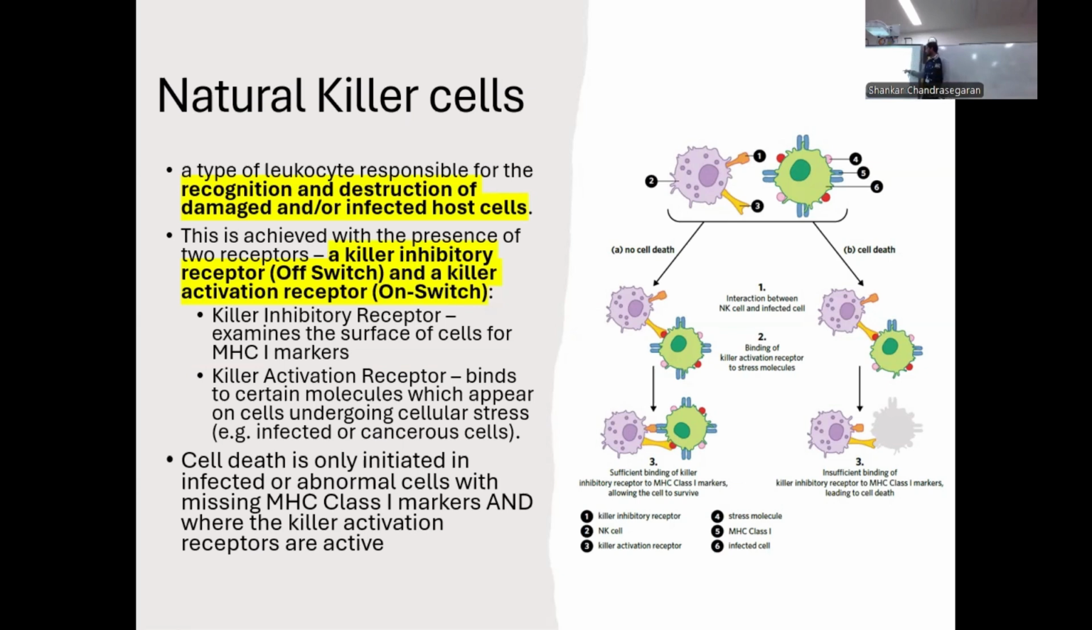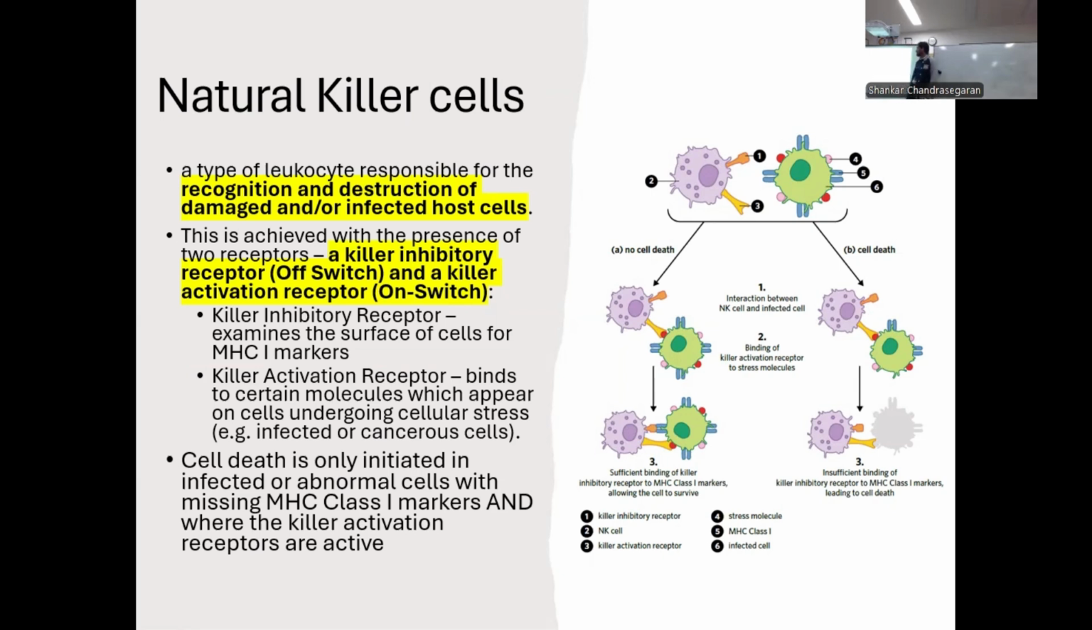One is that they should not have a lot of MHC class I markers, so that the killer inhibitory receptor is not activated, right? It really wants to inhibit this cell from killing anything, and if it is activated, then nothing else will happen. So it only gets activated if there are enough MHC class I markers. If it finds that there are not enough, then it won't get activated.